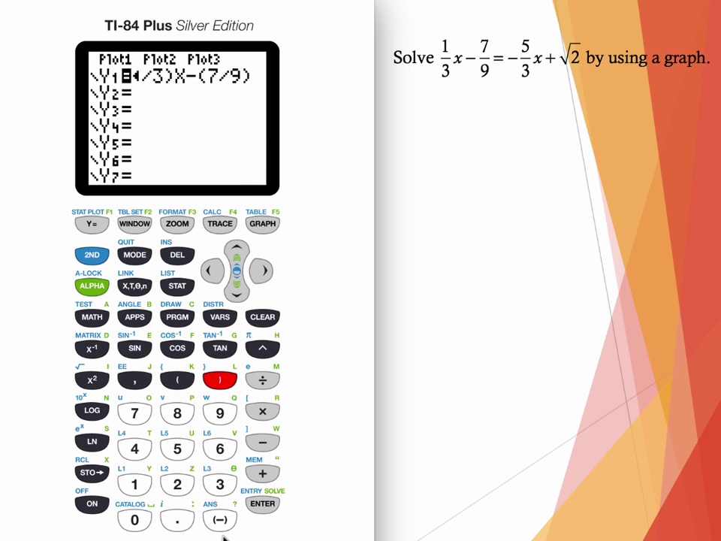Again, 7/9 in a set of parentheses. Here, it doesn't matter if you put the negative sign on the inside or the outside of the parentheses. I always tend to put it outside, but that doesn't make a difference. And then your square root key is just second, and then you see it right here in the light blue.